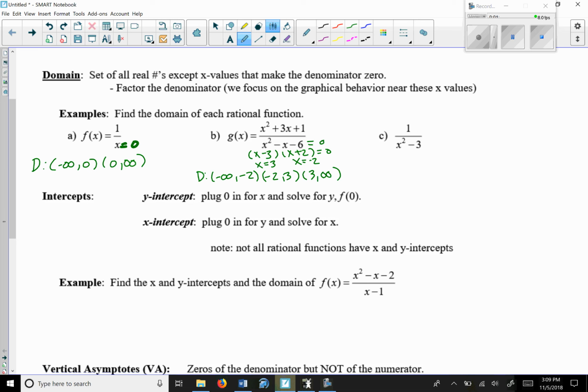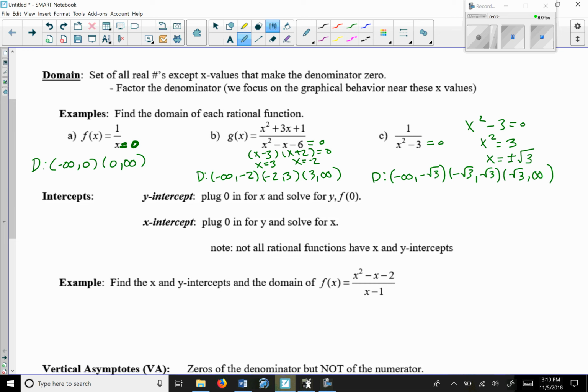Looking at C here, same thing, we set the denominator equal to 0 and solve. So when I solve, I have x squared minus 3 equals 0. So x squared is equal to 3. And then, of course, when we take an even power, don't forget to do plus or minus the square root. So plus or minus root 3. So our domain would be all real numbers except for negative root 3 and positive root 3. So negative infinity to negative root 3, negative root 3 to positive root 3, and positive root 3 to infinity.